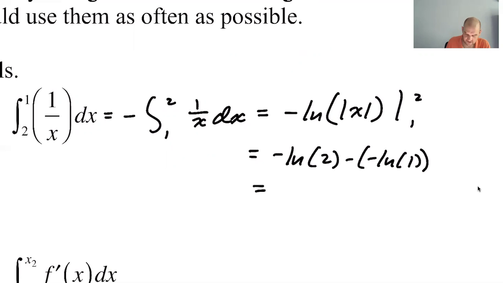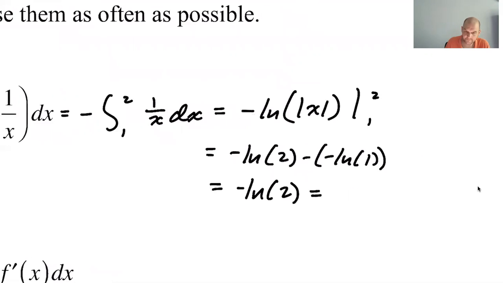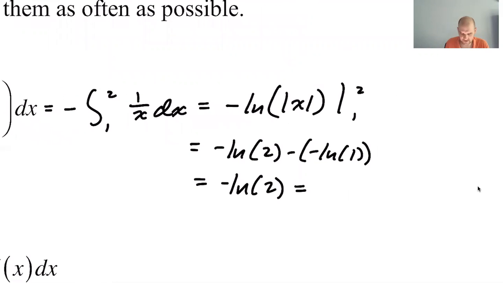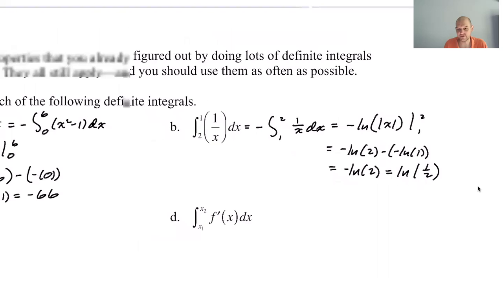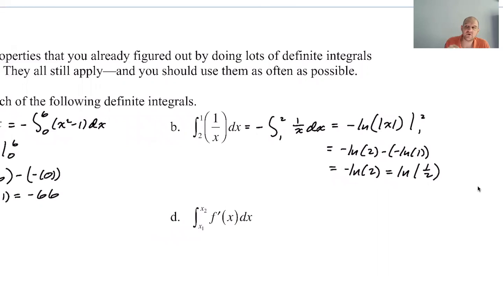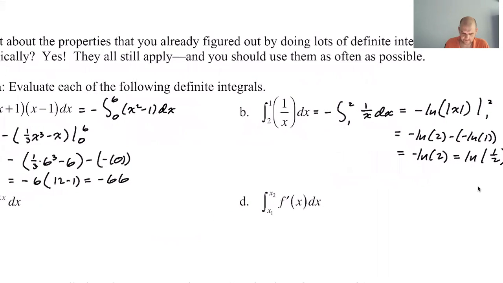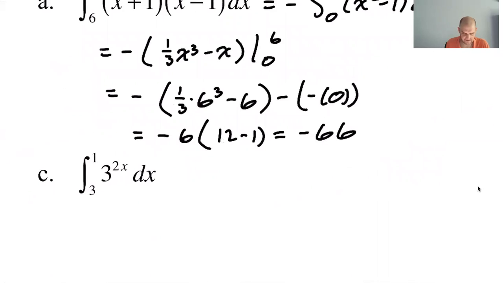Natural log of 1 is 0, and that comes up a lot. So negative natural log of 2. So that's fine. But coefficients become exponents, so the negative 1 that's in front can become the exponent of 2. So you might see this as the natural log of 1/2. You could see either of those. So if the lower bound is bigger than the upper bound, swap them, change the sign, and then do your thing.